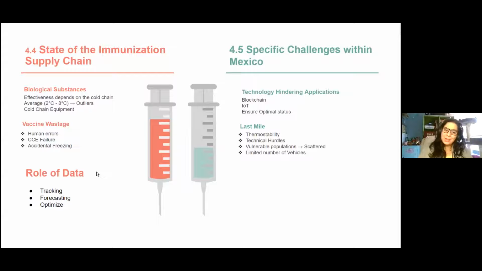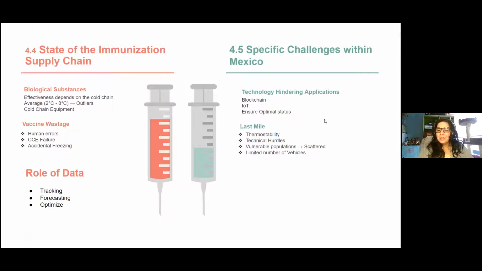And the role of data in this is used for tracking, forecasting, and optimization. So the specific challenges within Mexico is that technology is hindering the application of, for example, blockchain. It would be super useful to use blockchain for knowing when the vaccine came out of the laboratory and that it's the one being applied to the final user. I think that would increase the amount of trust the public has in the vaccines.